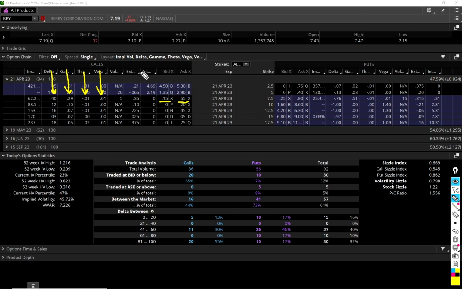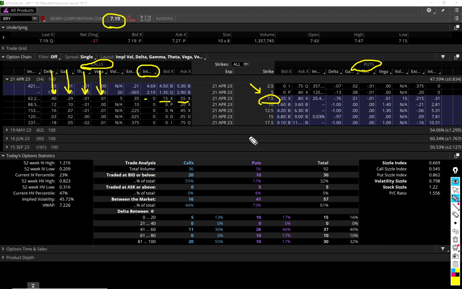Let's just briefly talk about intrinsic value. That's this column right here. So what is intrinsic value? Well, for the calls, since this is the call side, right? These are puts over here, and over here we're looking at the calls. 750 strike price for the calls. Okay. So why is the intrinsic value here 0? Because the price of the stock, $7.19, is less than the strike price, $7.50.